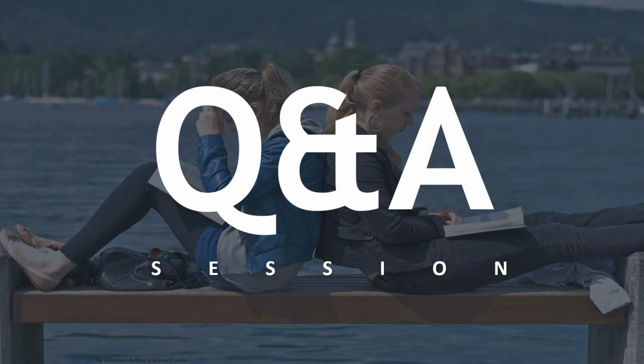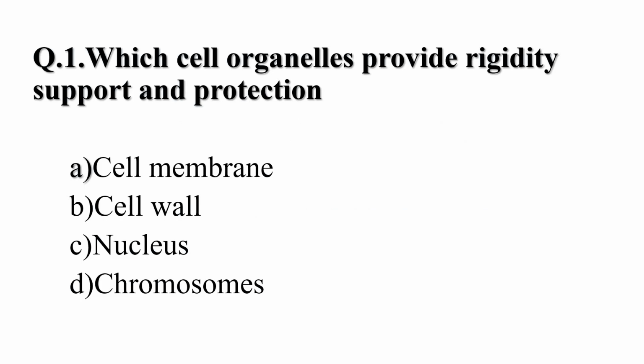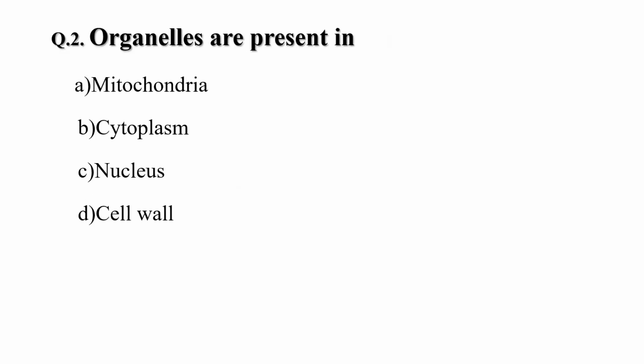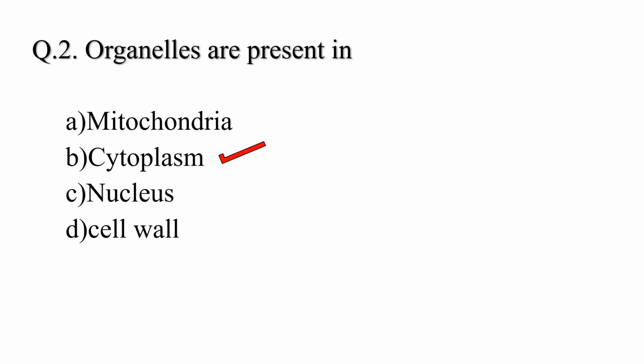And students, now let us revise what we have learned today. Question 1. Which cell organelles provide rigidity, support and protection? A. Cell membrane, B. Cell wall, C. Nucleus, D. Chromosome. And the right answer is B. Cell wall. Question 2. Organelles are present in A. Mitochondria, B. Cytoplasm, C. Nucleus, D. Cell wall. The right answer is B.